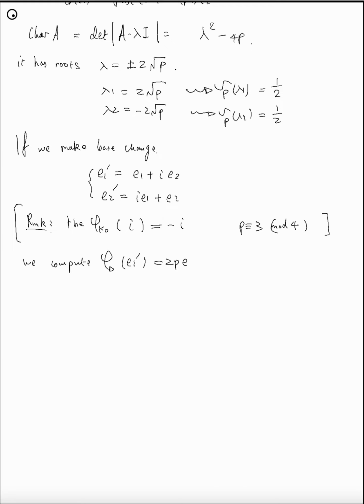We have E1 prime and E2 prime. E1 prime is fixed, it has eigenvalue 2p. E2 prime has eigenvalue 2. And so the new matrix would have eigenvalues 2 and 2p, with p-adic evaluations 0 and 1.